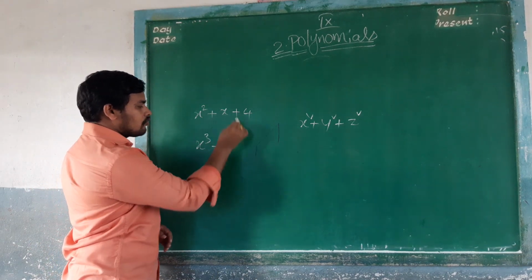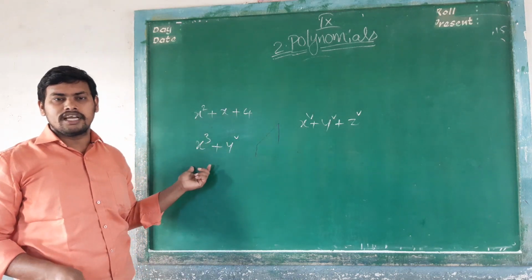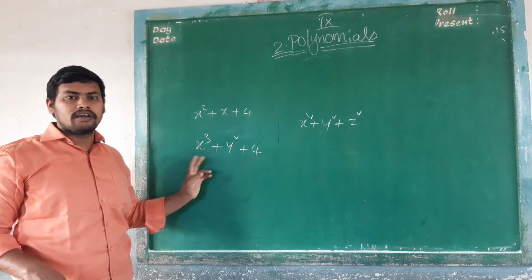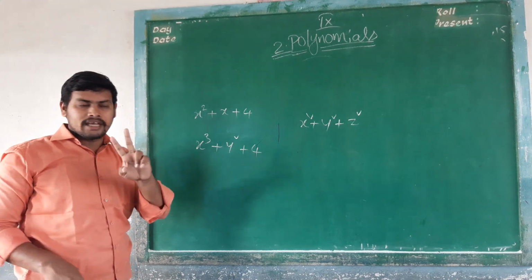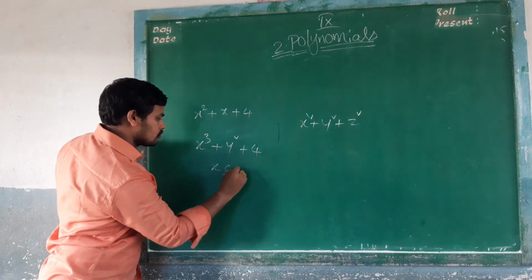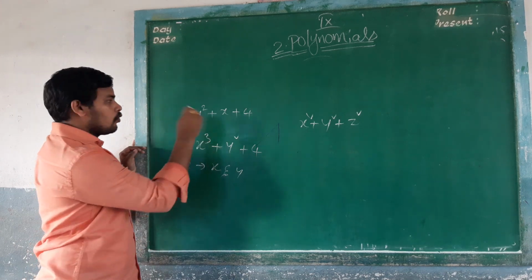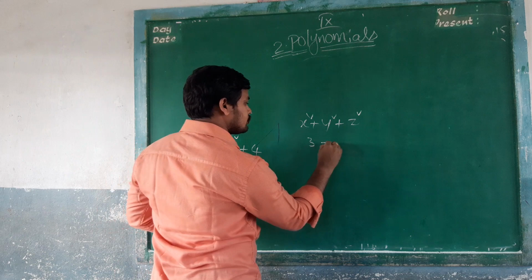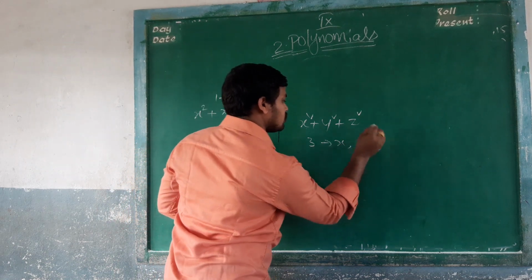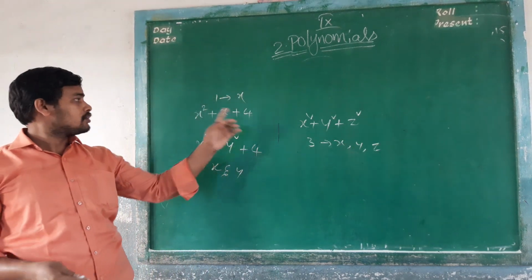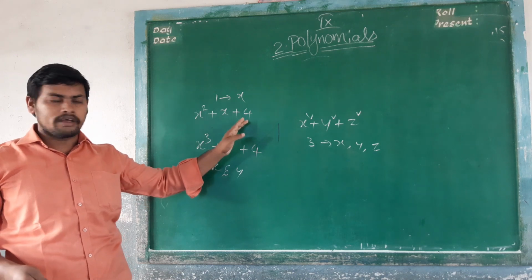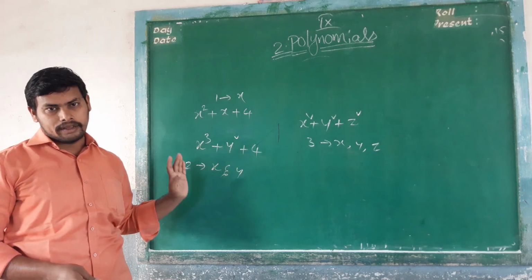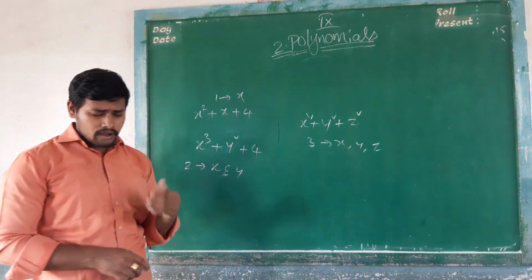x cube plus y square. How many variables are there here? x and y. There are two variables, x and y. So here only one variable, that is x. Here three variables, x, y, z. And there are two variables, x and y. Suppose we have the next one.